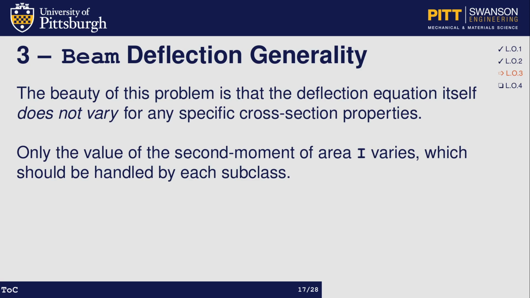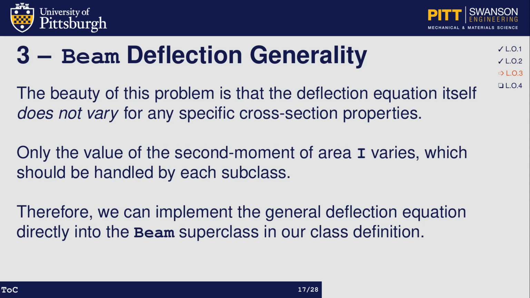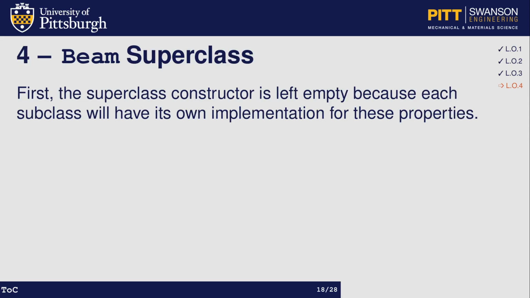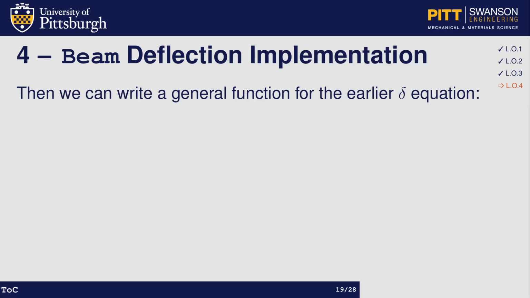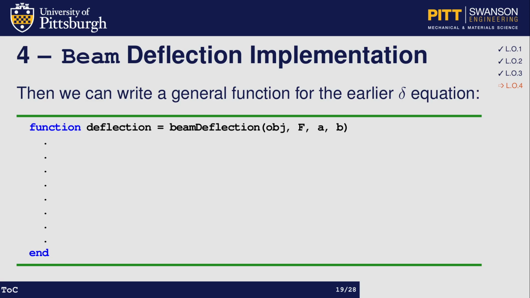We'll see how that works in a minute. Therefore, we can implement this general equation directly into the superclass. First, the constructor for the superclass should be left empty. Here, because each of the subclasses will have its own implementation for the properties, we leave it completely empty. Then we can write a general function for the deflection equation from earlier.